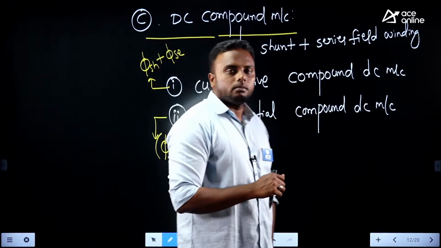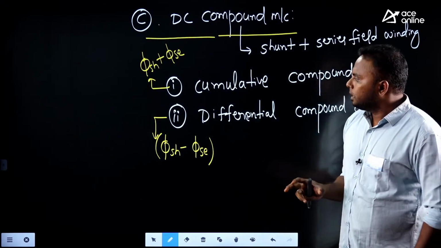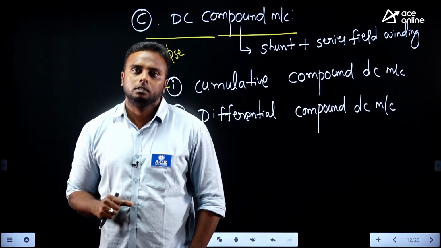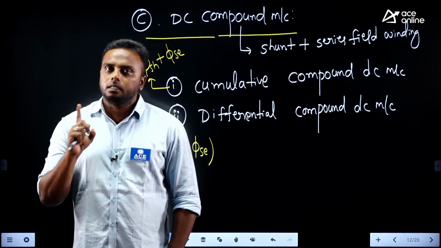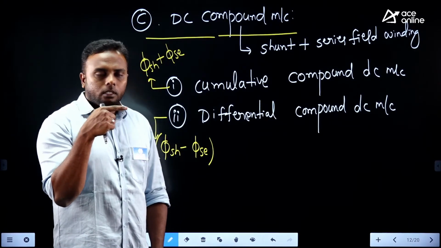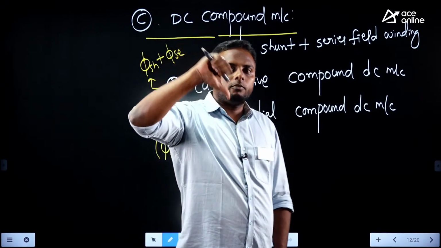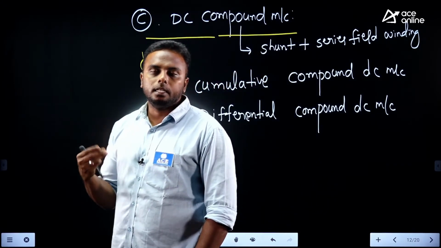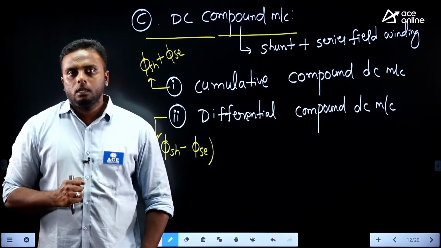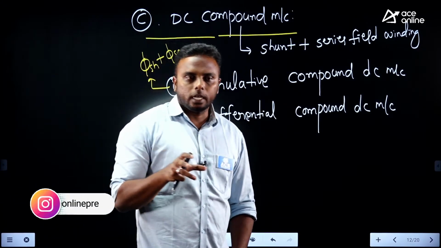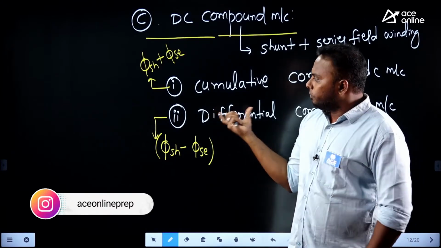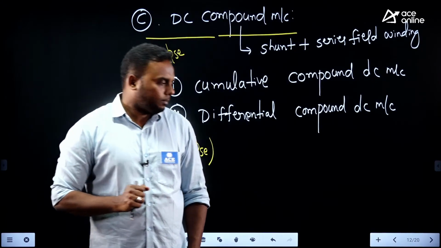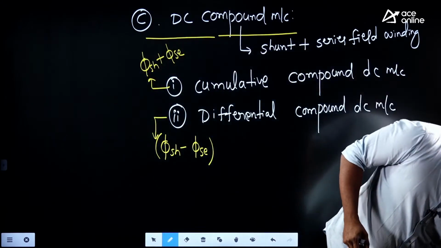And how to achieve cumulative and differential? Simple. If you want cumulative compound, let us arrange the two field windings such that both field windings carry current in the same direction. If the current is moving in the windings in the same direction, both will produce flux in the same direction. Then under the pole, the resultant flux will be added or increased. That is called cumulative. So we have to arrange that the two field windings carry current in the same direction. If the same two field windings carry current in opposite directions, then we will get differential compound. Okay. So this is based on field current direction. Clear up to here?